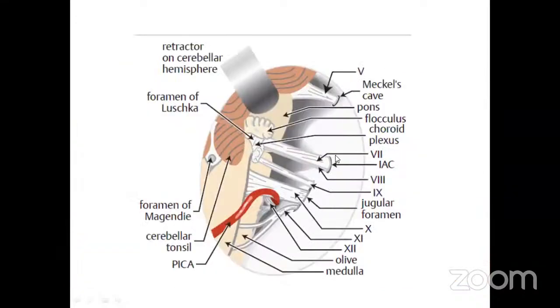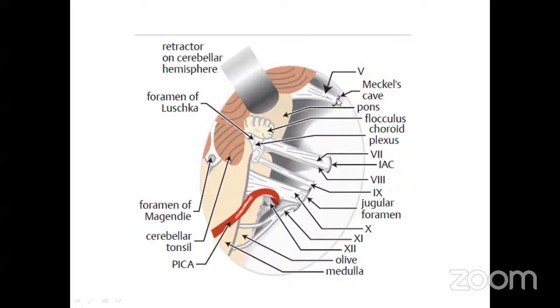This is a diagrammatic illustration showing the right cerebellopontine angle. The retractor is applied on the petrosal surface of cerebellar hemisphere. This is the retractor. Here we can appreciate some important structures, that is the foramen of Magendie medial to the cerebellar tonsil and the foramen of Luschka, from where arises the choroid plexus. Anterior to that is the 7th and 8th cranial nerve.